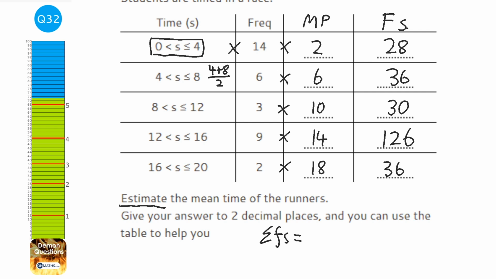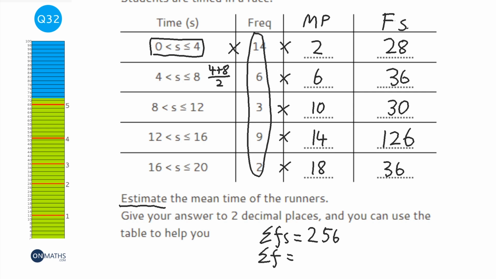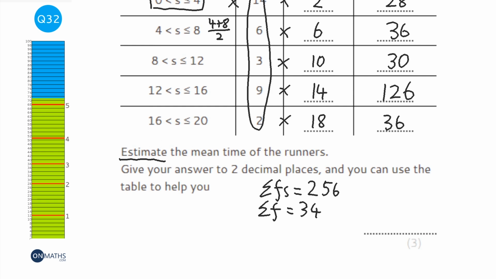So we're going to add up 28, 36, 30, 126 and 36 on the calculator, which is 256. And then we're going to sum up the frequencies, which is this column here. So 14 plus 6 plus 3 plus 9 plus 2, which is 34. And then what we're going to do is get the 256, which is all our values added together, and divide it by 34. So 256 divided by 34.